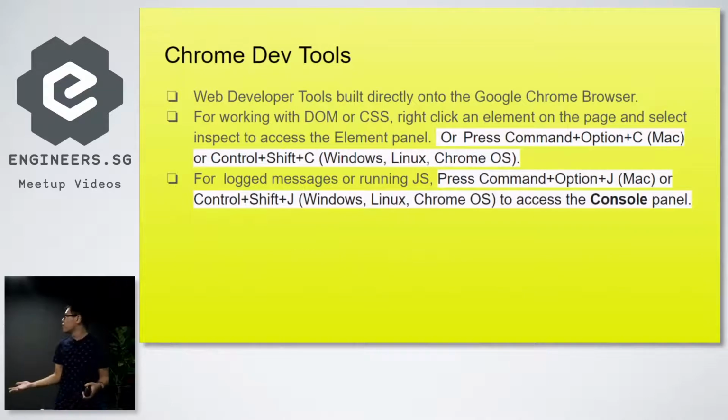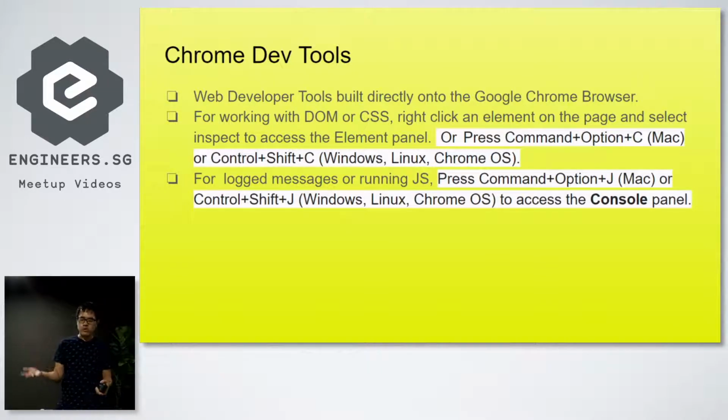So what are Chrome DevTools? Chrome DevTools are web developer tools that Google has built directly into the Chrome browser for us to test features. If you want to work on the DOM, the document object model, or our style sheets, we can right-click our element and select Inspect to access the Elements panel to check how it looks and how it renders.